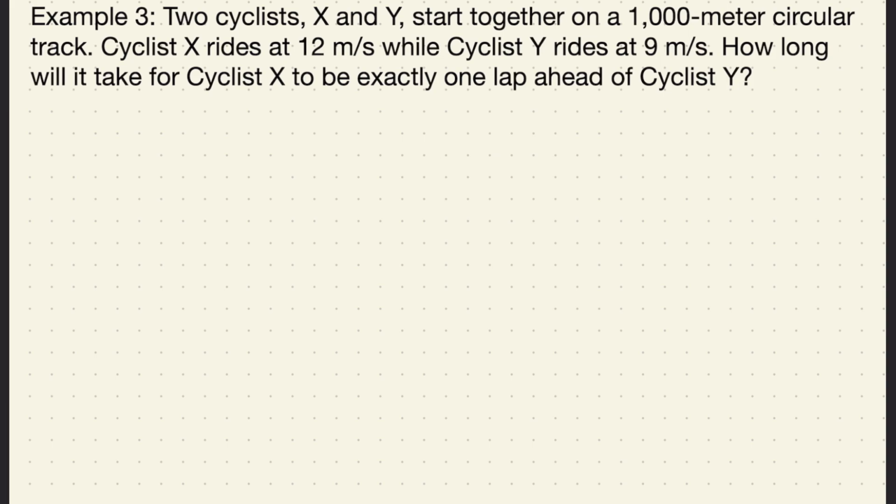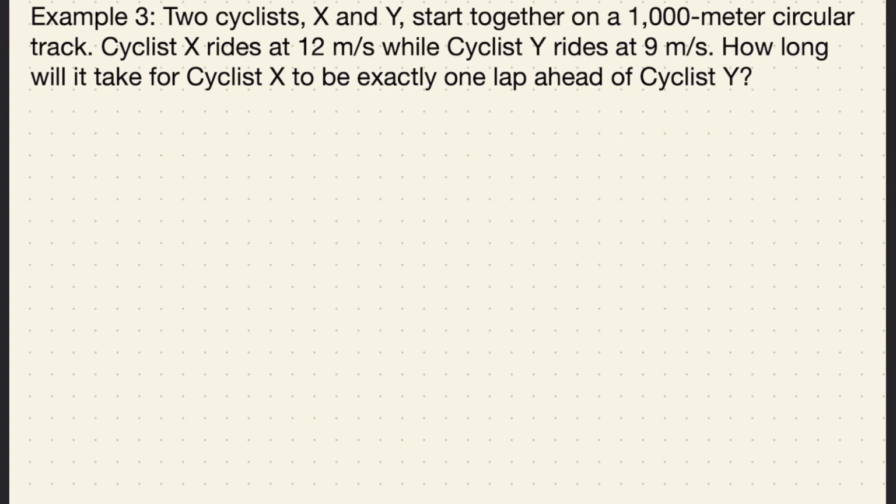So, two things are important to understand. Number one is they are riding at the same direction because they are racing, basically. And then one is moving faster than the other. So there will come a time that they will be exactly one lap ahead of the slower, which is Y. So that is where the question is coming from. How long will it take for cyclist X to be exactly one lap ahead of cyclist Y?